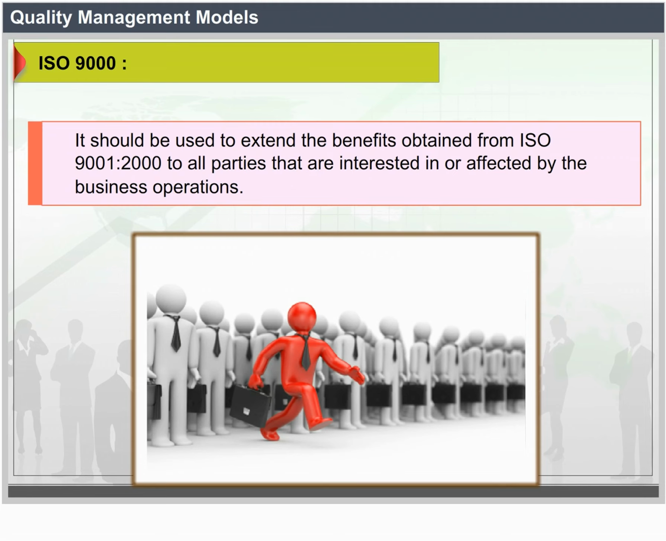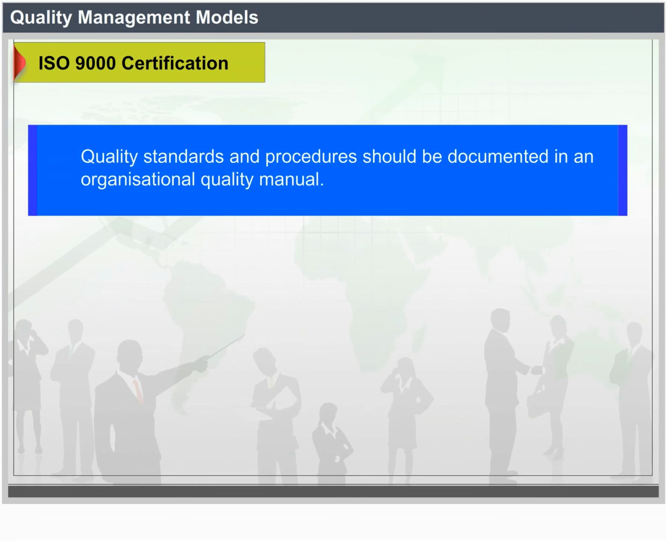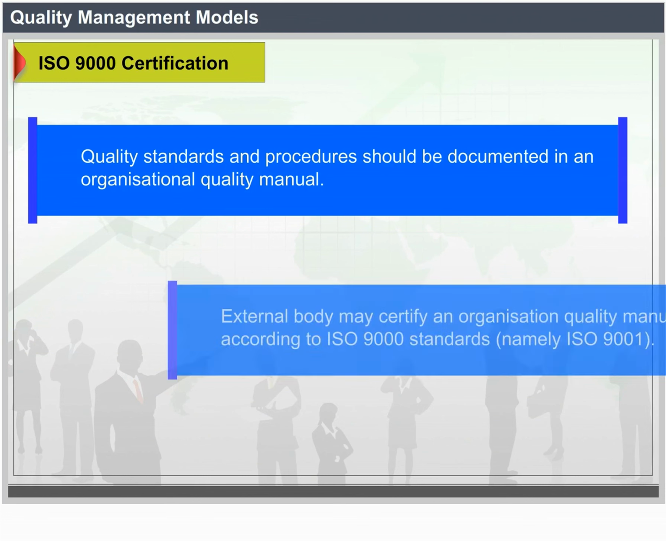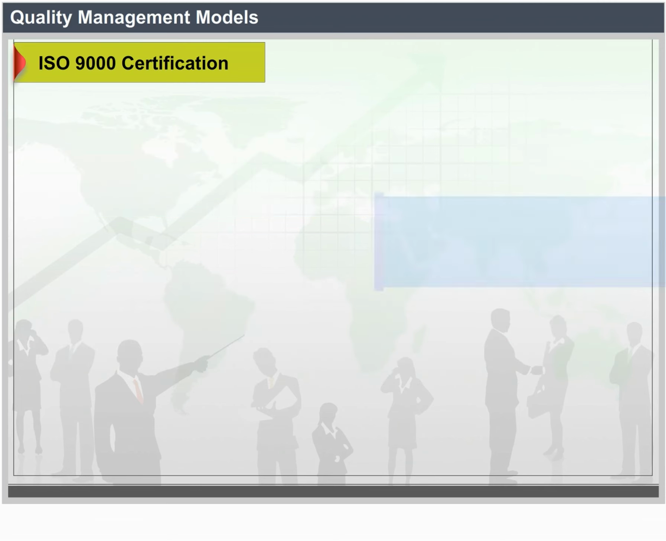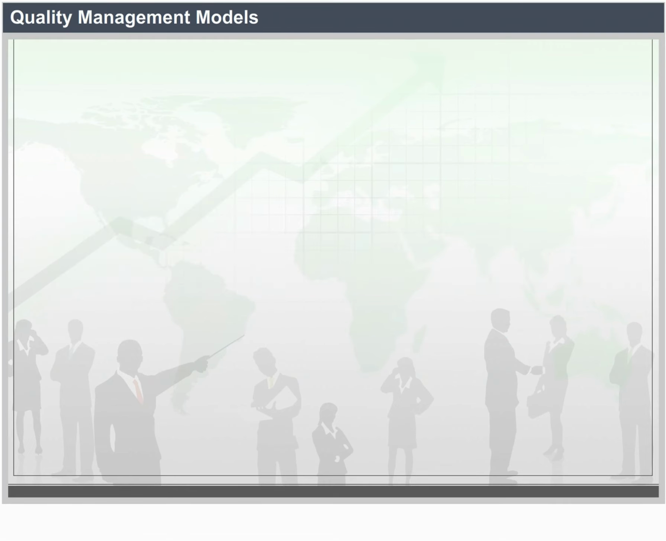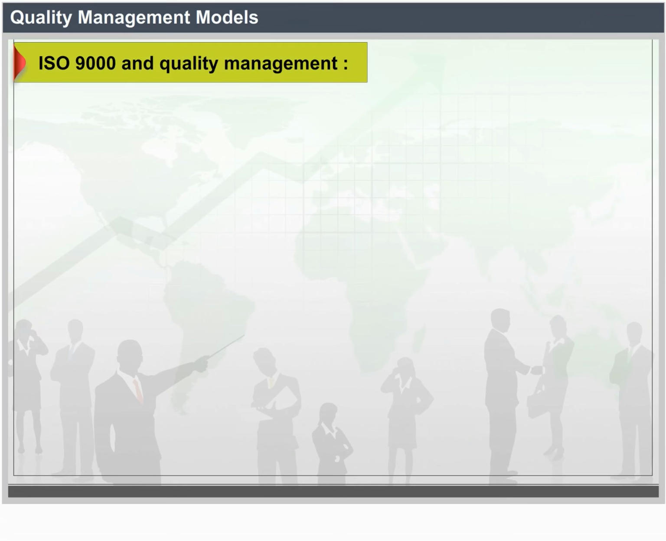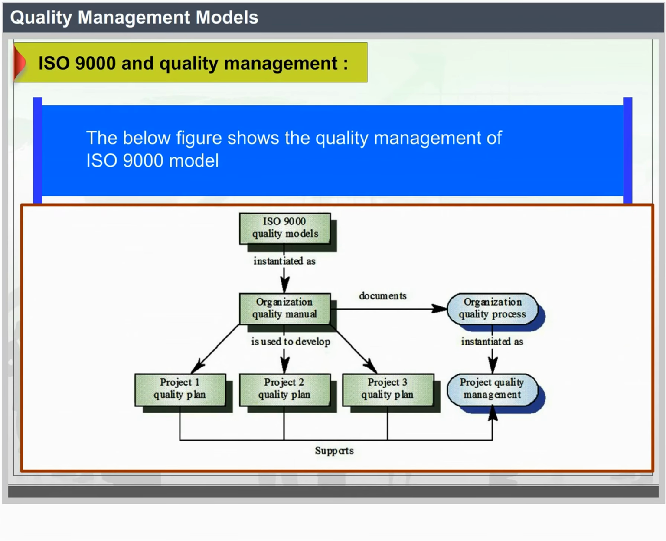ISO 9000 certification. Quality standards and procedures should be documented in an organizational quality manual. An external body may certify that an organization's quality manual conforms to ISO 9000 standards, namely ISO 9001. Customers are increasingly demanding that suppliers are ISO 9000 certified. ISO 9000 and quality management. The below figure shows the quality management of the ISO 9000 model.